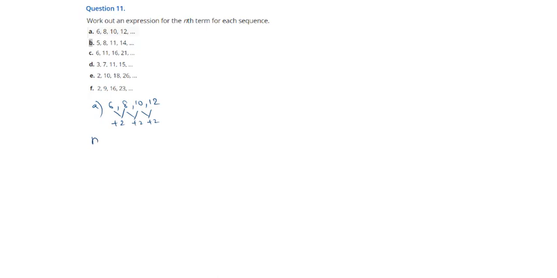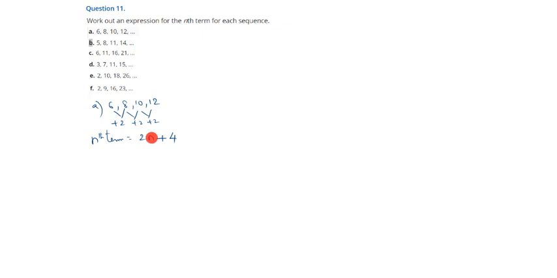So nth term is equal to 2n plus, now here you put 1. So 2 into 1 is 2. 2 plus something should give us 6, and that something value is 4. Now we will check whether our answer is correct.